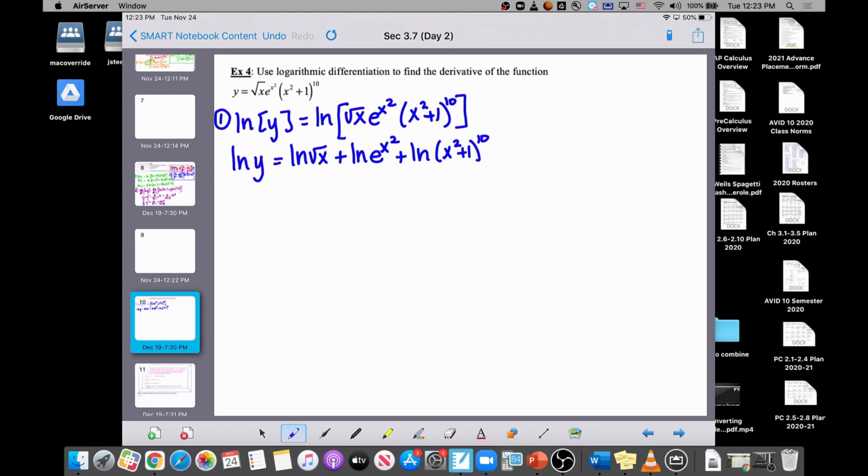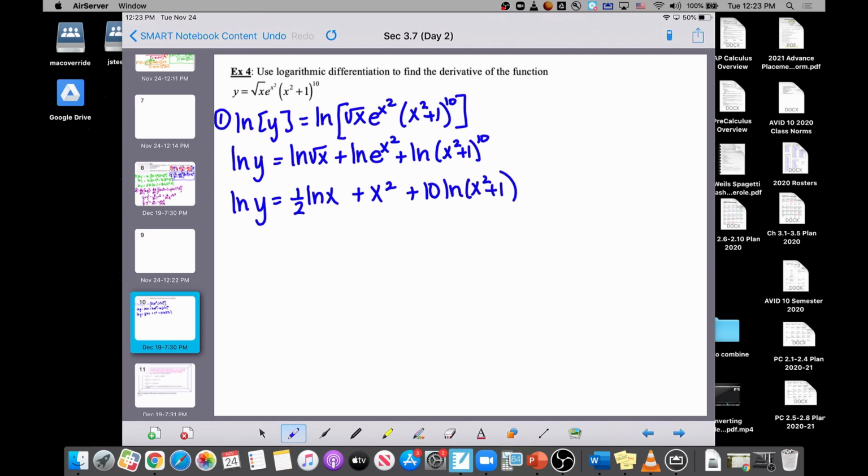And I can do a little bit of simplifying yet before I start my derivative. So ln y, now remember the square root of x is x to the 1/2 power. So I'm actually going to bring that 1/2 in front of the log. So 1/2 ln x is the same as the square root of x. Natural log of e to the x squared, the natural log and the e just cancel each other out. So this second term is actually just x squared. And then in my third term, I'm going to bring that 10 in front of my natural log, and it's going to be 10 ln of x squared plus 1. All right, so that's step 1.